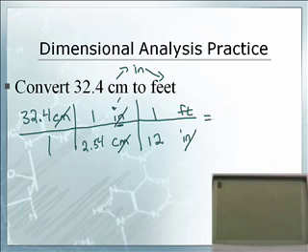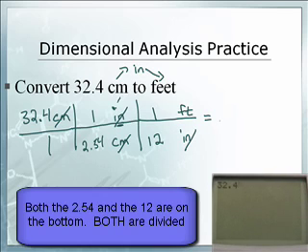Now, this is a very important thing to understand. We have two numbers, and they're both on the bottom. So on your calculator, you're going to push divide, divide. So 32.4 divided by 2.54 divided by 12. Do not hit the multiply sign. That gives 1.062992126. I'll stop there. I see 3 sig figs.